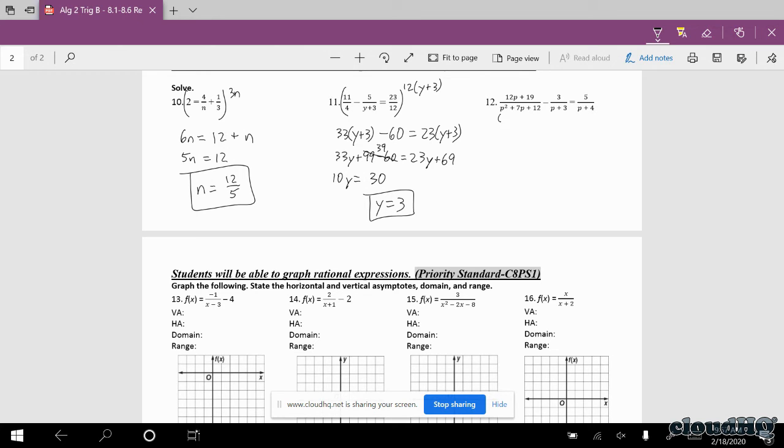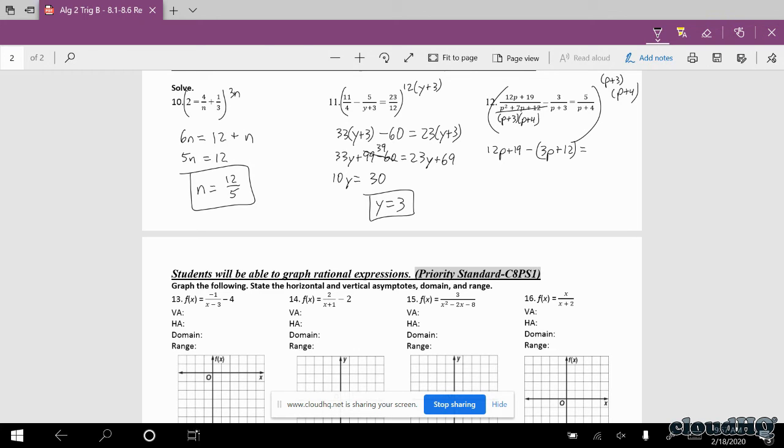Number 12, I would first factor this denominator. I'm going to multiply by the least common denominator. In the first fraction, that cancels out with the denominator, leaving us with 12p plus 19. Minus. Next one, the p plus 3's cancel, leaving us with 3 times p plus 4. I'll distribute that. 3p plus 12. That negative is going to distribute to both of those.